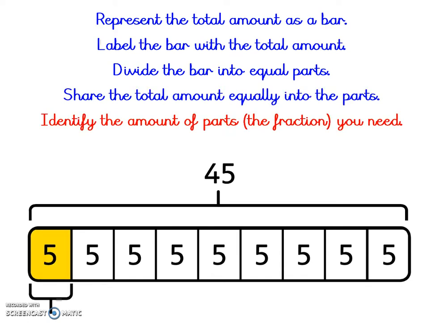And then this allows me to identify the amount of parts, or the fraction I'm actually talking about. So at the moment you can see that I've got one of those 9 sections, 1/9, that has been highlighted in yellow, and that gives me 5, so 1/9 of 45 is 5. And here you can see that I'm looking at 3 of those 9 parts, so 3/9, and each 1/9 is worth 5, so 3/9 is worth 3 lots of 5, so 15 in this instance. And by following these steps I can find either a unit fraction or a non-unit fraction of any amount that I want to think about.